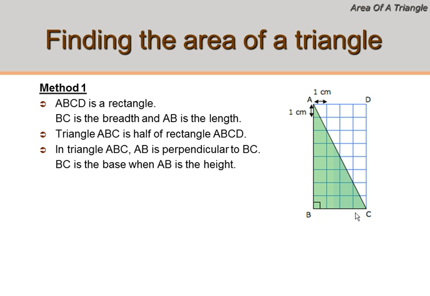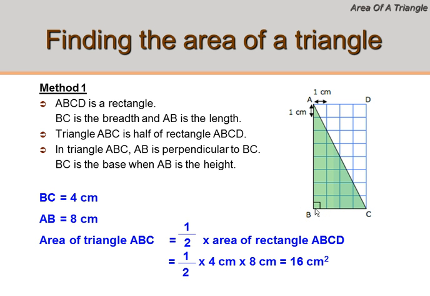This results in BC being the base, and AB the height. So BC is 4 cm, AB is 8 cm. Therefore, using the formula, the area of triangle ABC is half the area of rectangle ABCD.